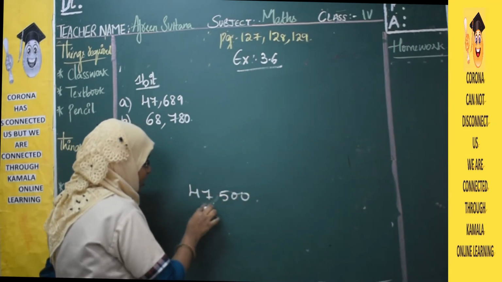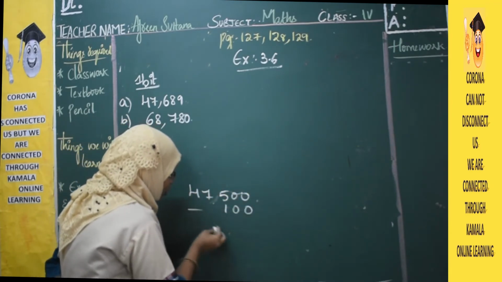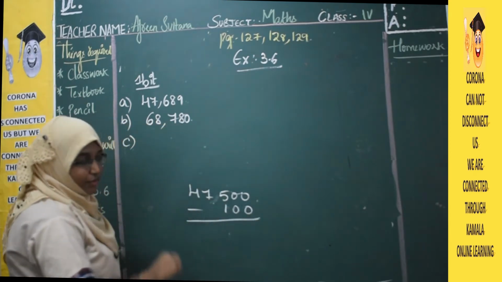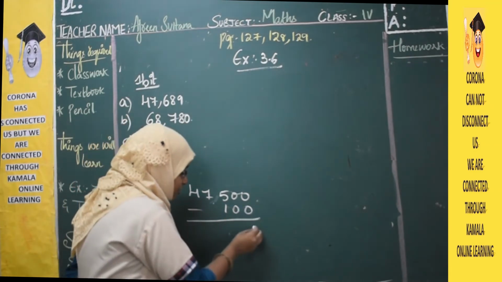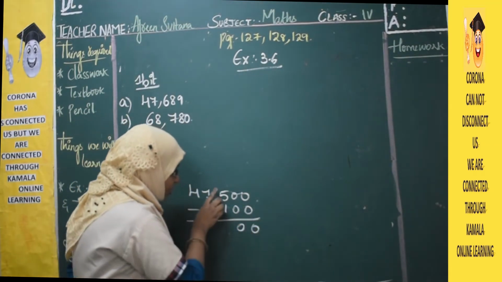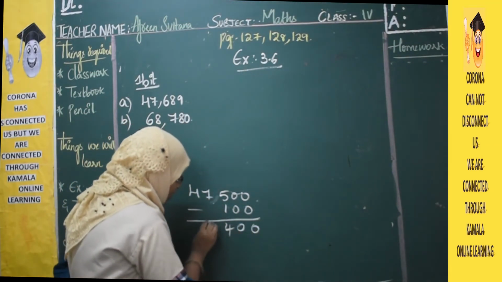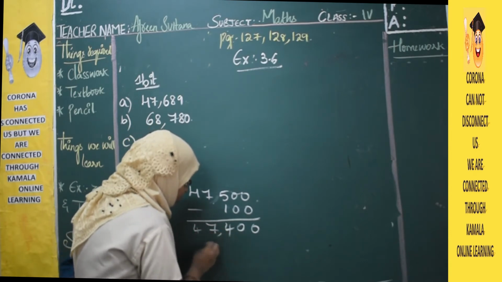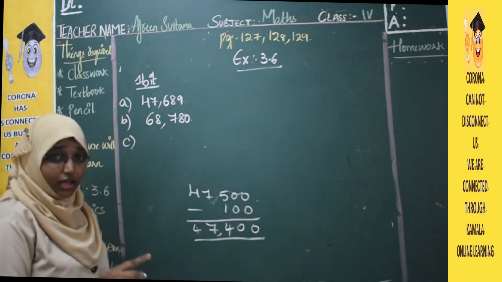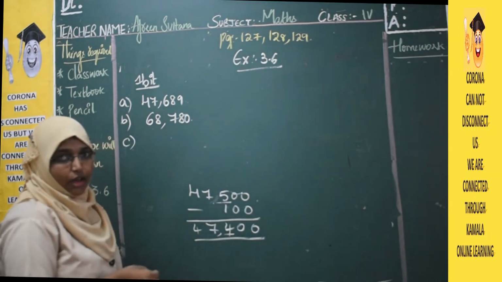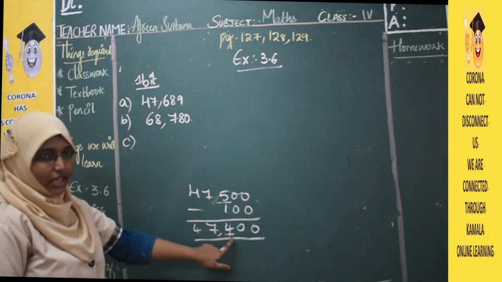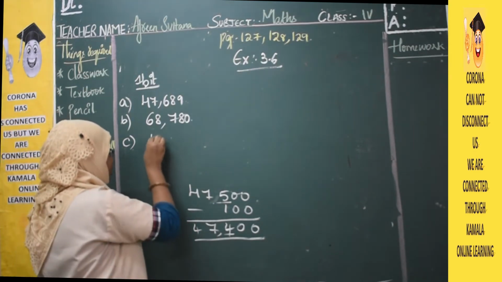47,500 minus 100. So what happens when we subtract 100 from any number, the digit at 100's place will be decreased by 1. So if you see 0 minus 0, 0, 0. Now 5 minus 1 is 4. Again the number will repeat, that is 47,400. So the digit at 100's place has been decreased by 1. Here it is 5 whereas here it is 4.